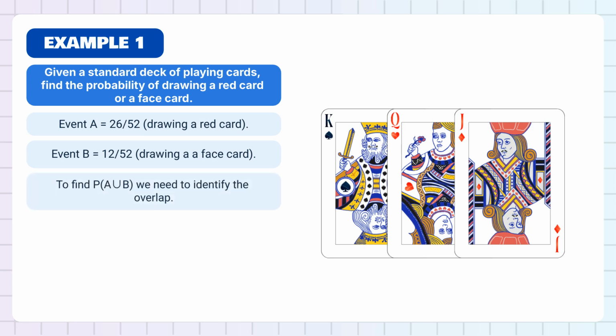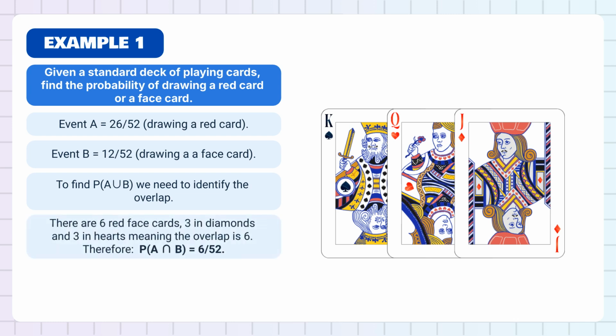To find the probability of drawing either a red card or a face card, we want to find the probability of A or B. Remember from our discussion earlier that if we just add together the probability of A and the probability of B, we might be counting some cards twice. So the first thing we do is identify any overlap between red cards and face cards.